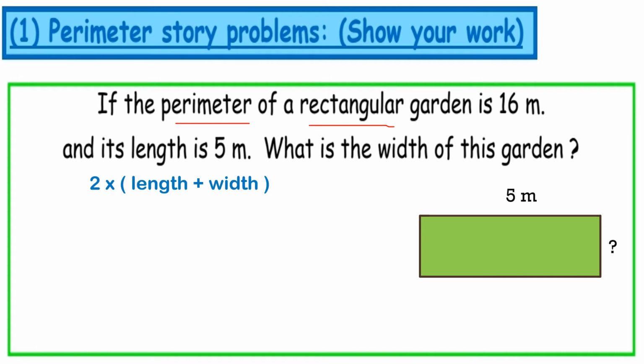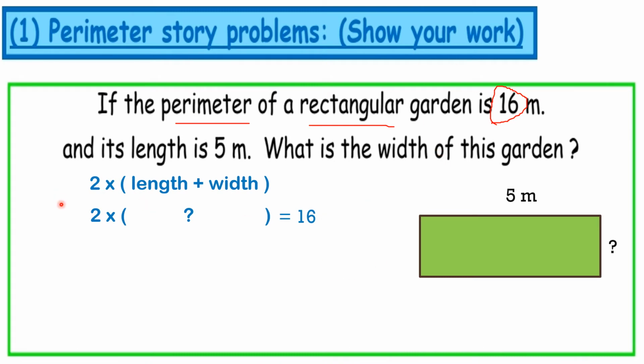So the number of the perimeter must be divisible by 2, because the perimeter is going to be equal to 16. So I have here 2 by what, I don't know, equals 16. I don't know what the length plus width equals because I don't know the width. So 16 divided by 2 will give me what?